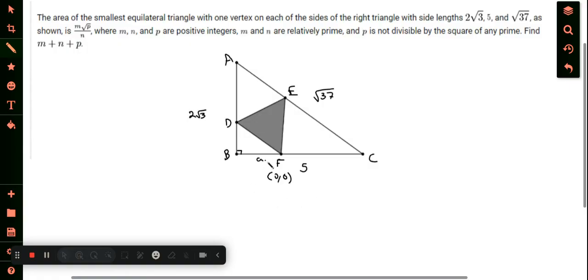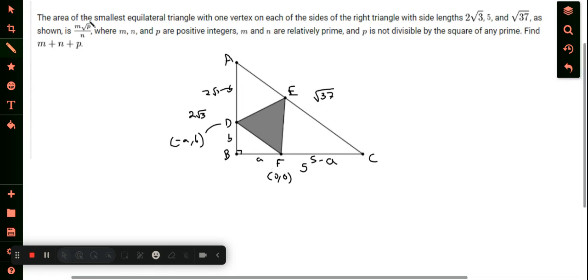Let's call these lengths a and b. Then we can fill in these lengths as 5 minus a and 2√3 minus b. So now we can find the coordinate of D here, which is simply (negative a, b), since we're going back a units and up b units. And now we can try to find the coordinates of E right here, which might seem a little tedious. So how are we going to do that?